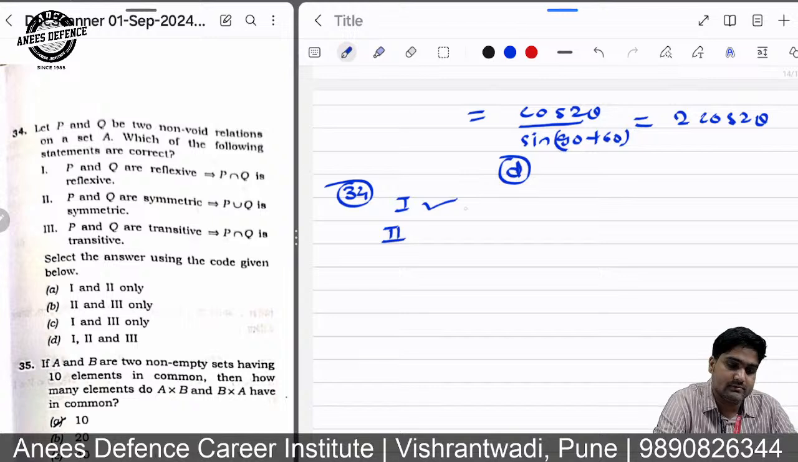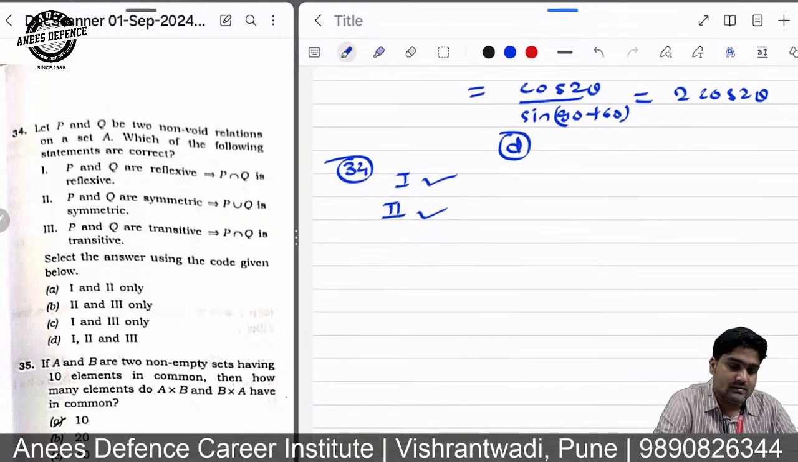Then the union is also symmetric. It's also true because every element belonging to set P and set Q is symmetric, so its union is also symmetric. And statement 3 is given as if P and Q are transitive, then its intersection is also transitive. So all three statements are correct. So the answer to question 34 is option D.